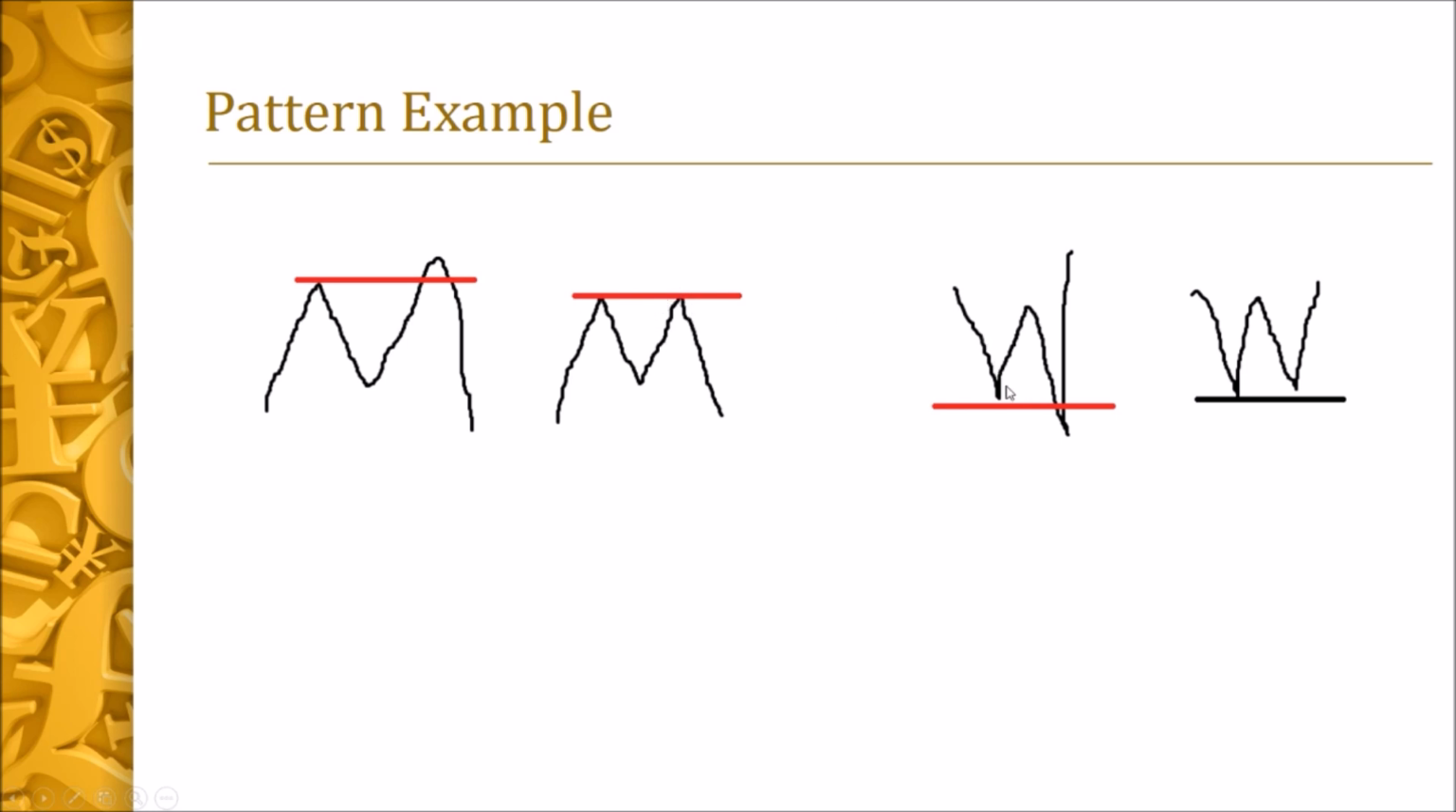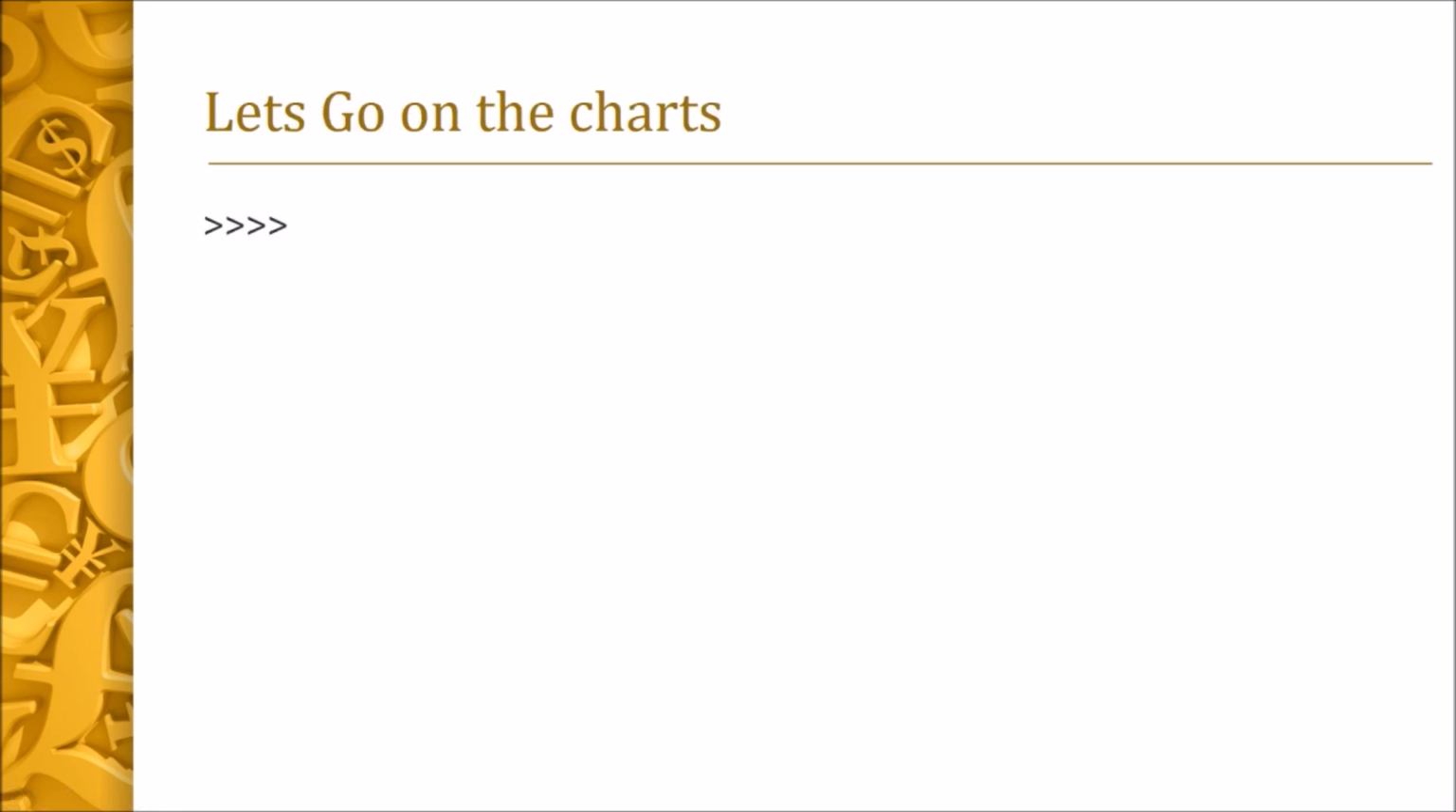For the W situation, this is the case. First leg should be higher than the second leg. And this situation is also true where we have first leg equal to the second leg. Let's go on the charts and illustrate this explanation.